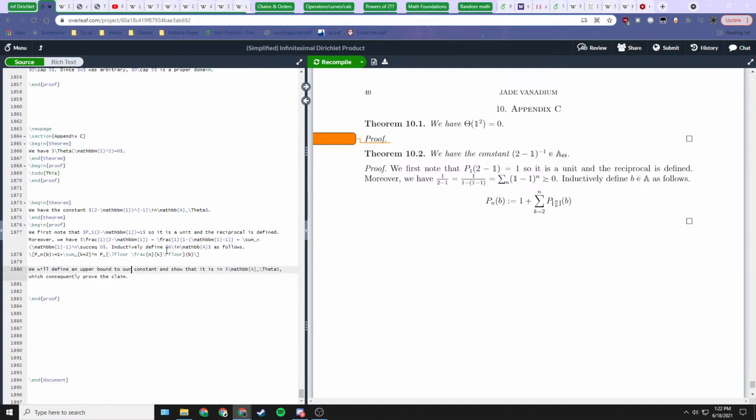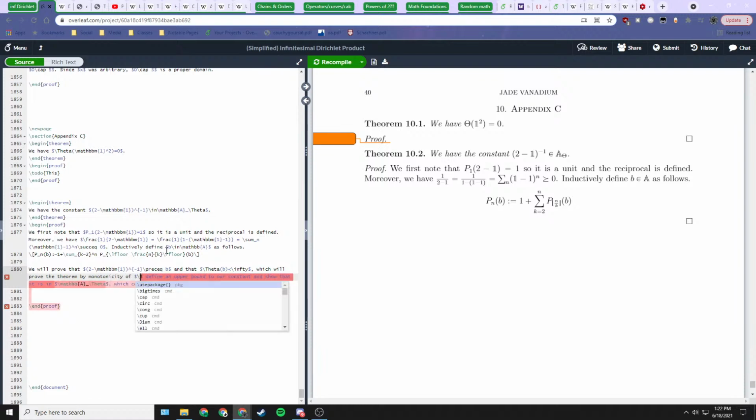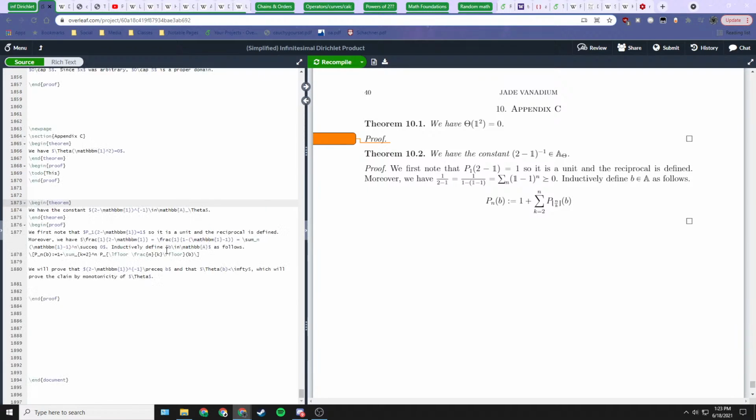Okay, so we will prove that 2 minus the inverse is bounded by B, and that theta of B is less than infinity, which will prove the claim by the monotonicity of theta.